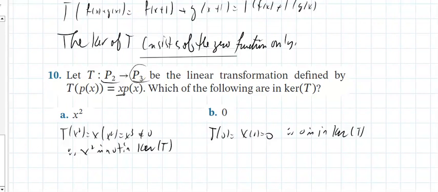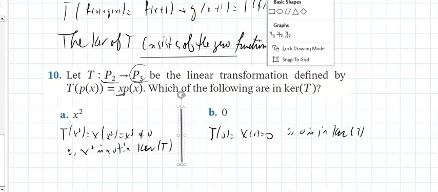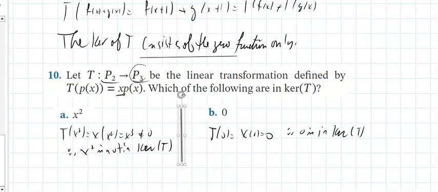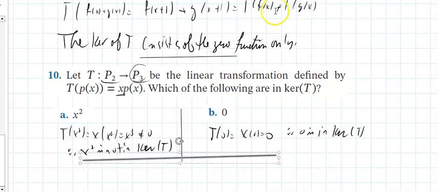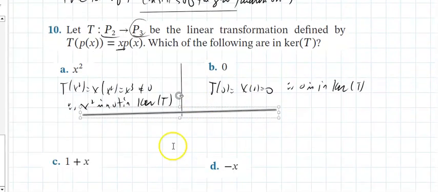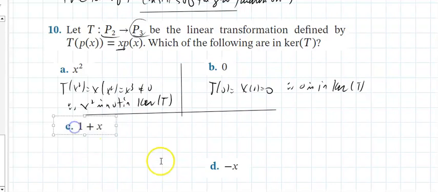So it's fairly simple. You apply the transformation. If you get 0, it is in the kernel. If you don't get 0, it isn't. They're not asking for what values of x this holds. They're saying, is it in the kernel? Check.